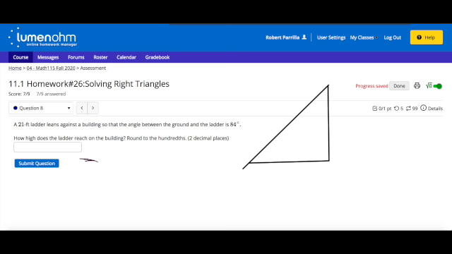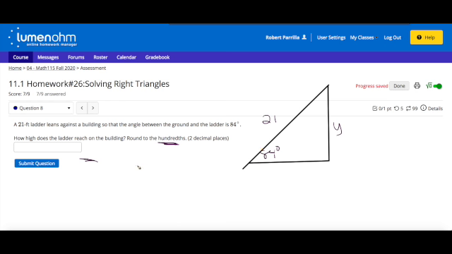And here we go. A 21-foot ladder, again, the hypotenuse, 21, leans against the building so that the angle between the ground and the ladder is 84 degrees. Okay, there's only so many variations on this that you can do. How high does the ladder reach in the building? So the same thing again, same exact question. I don't know why they're doing it twice, but this time they wanted decimal places, so watch out for that too.